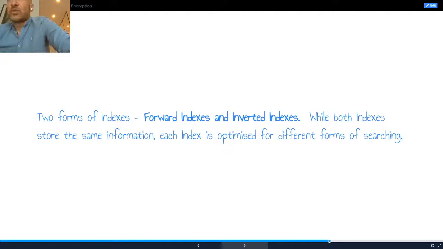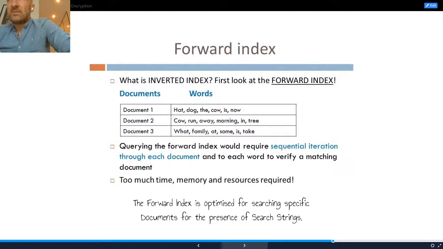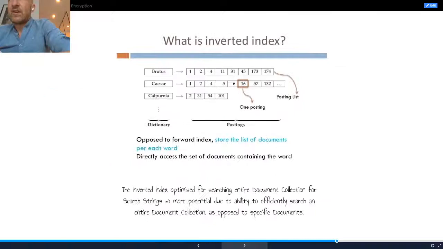A forward index is where you have documents and the words within them, and you query the forward index, which requires sequential iteration through each document. So it's optimized for searching specific documents for the presence of search strings. However, an inverted index is optimized for searching entire document collections for search strings. This is more powerful due to the ability to efficiently search an entire document collection as opposed to specific documents. So we have a dictionary there.